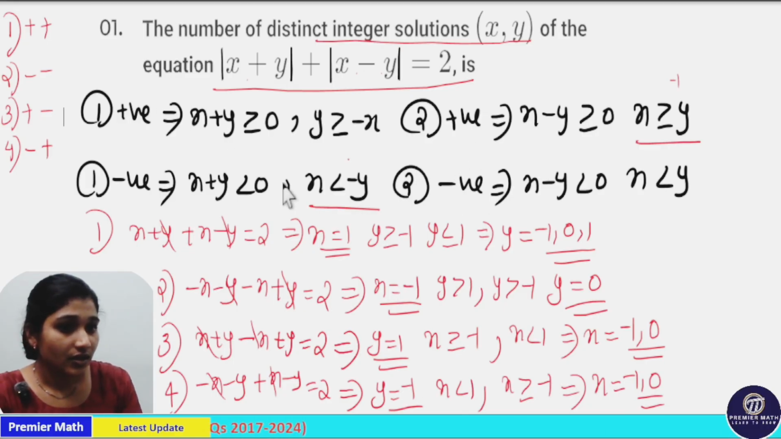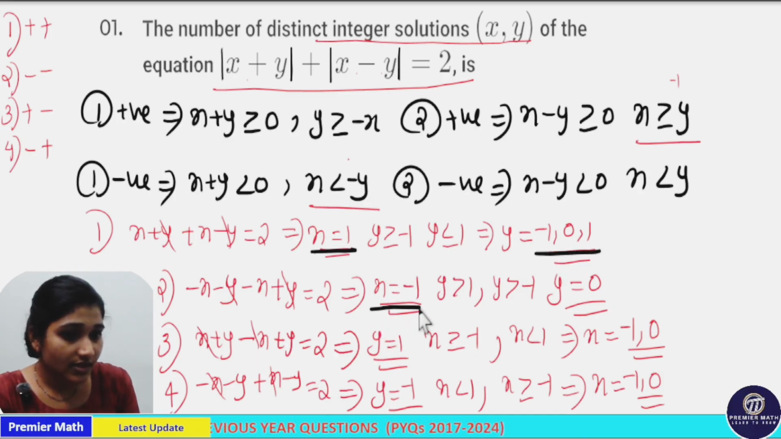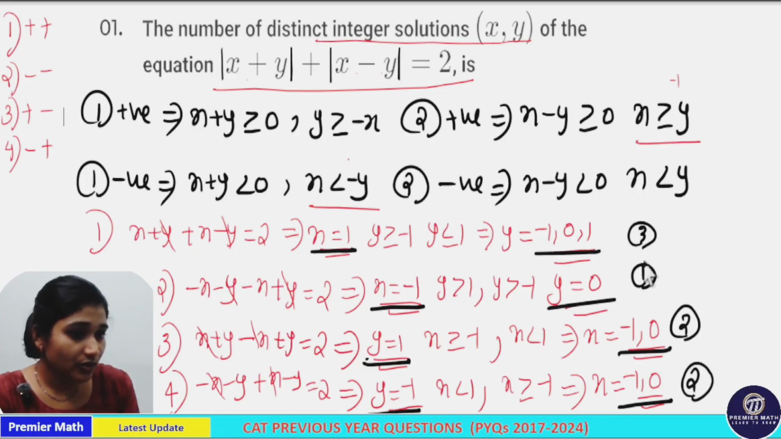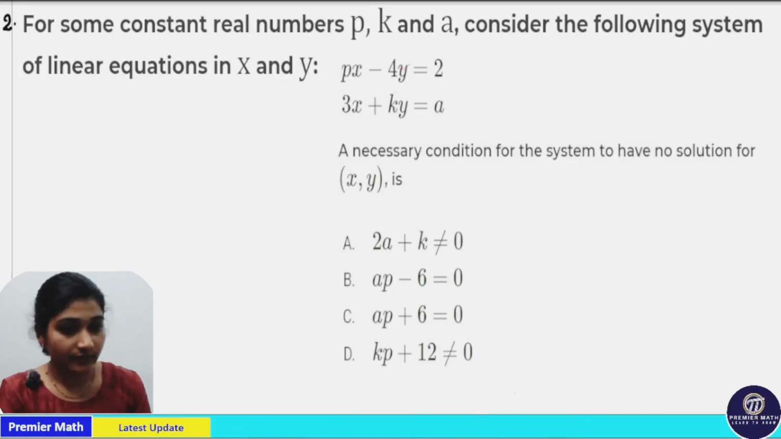Now you can see in the first condition, when x is equal to 1, y equals minus 1, 0, 1. When x is equal to minus 1 in the second condition, y equals 0. In the third condition, when y equals 1, x is equal to minus 1, 0. Fourth condition, y equal to minus 1 means x is equal to minus 1, 0. So total 3 pairs here, 1 pair here, 2 pairs here, 2 pairs here. Total 8 pairs. 8 integer solutions are there for this condition.